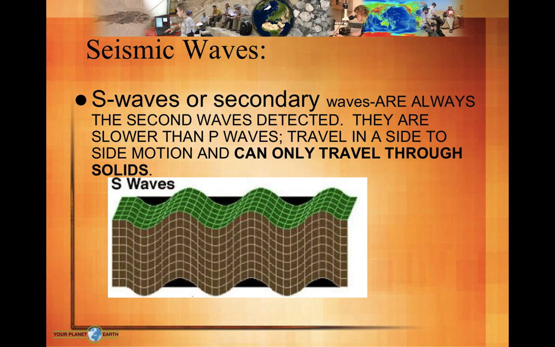Okay, so S waves. We're on to S waves, or what we call secondary waves. They're always the second waves detected. So the P waves come first, and then S waves come. They are slower than the P waves, hence why they come second. They travel in a side-to-side motion and can only travel through solids.